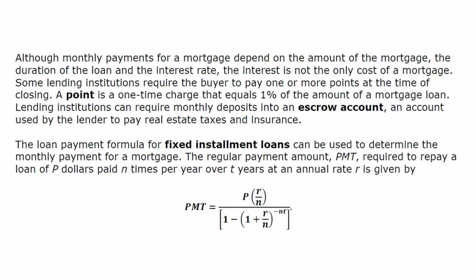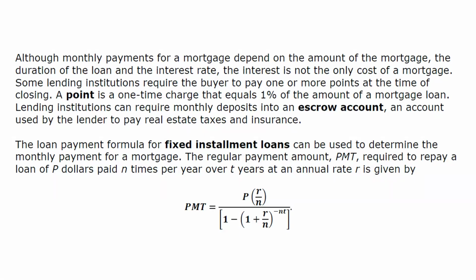Some lending institutions require the buyer to pay one or more points at the time of closing. A point is a one-time charge that equals 1% of the amount of a mortgage loan. Lending institutions can require monthly deposits into an escrow account, an account used by the lender to pay real estate taxes and insurance.